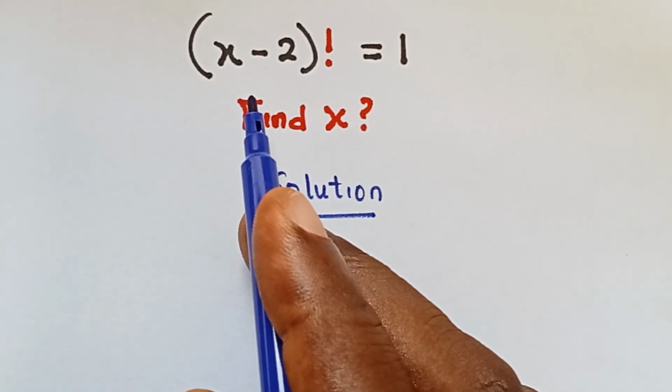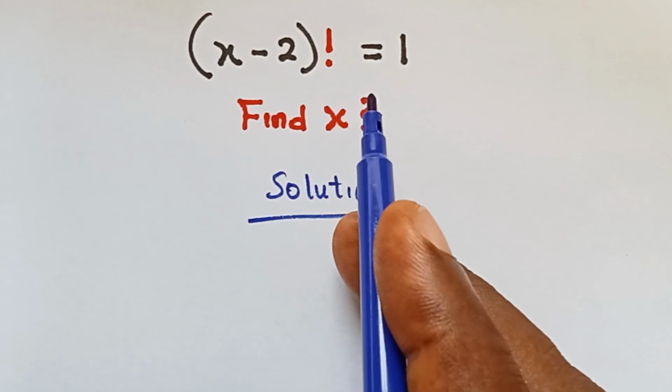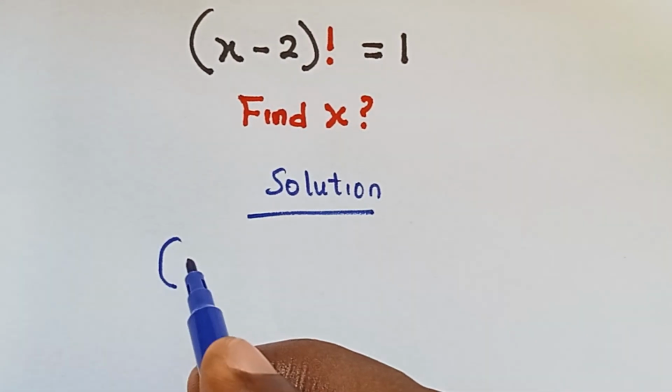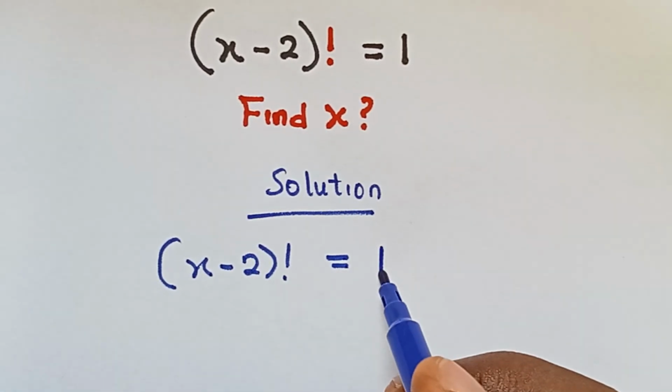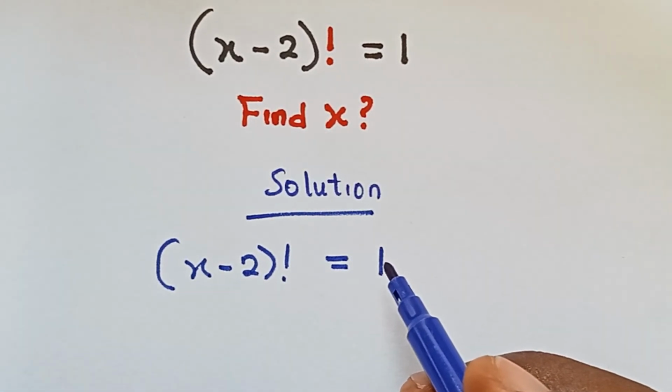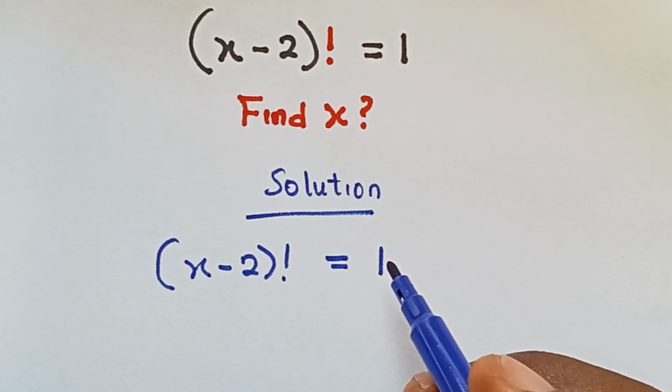Okay, so we have (x − 2)! = 1. So I'm going to write that (x − 2)! = 1. All right, so this is a hidden double solution problem, and most students will only find one solution. I'm going to show us how we can find the two solutions of x.